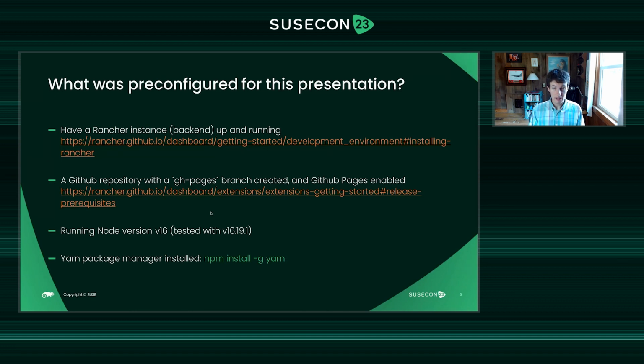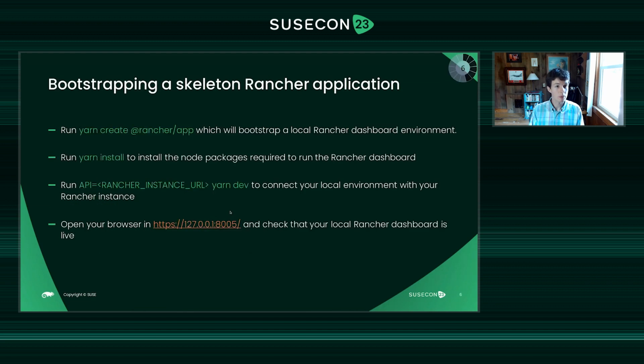Prior to this, I have pre-configured a few things. Namely, I have a Rancher instance up and running. I have a GitHub repository with a GH Pages branch created, and GitHub Pages are enabled. I'm running Node version 16, and I have the Yarn package manager installed.